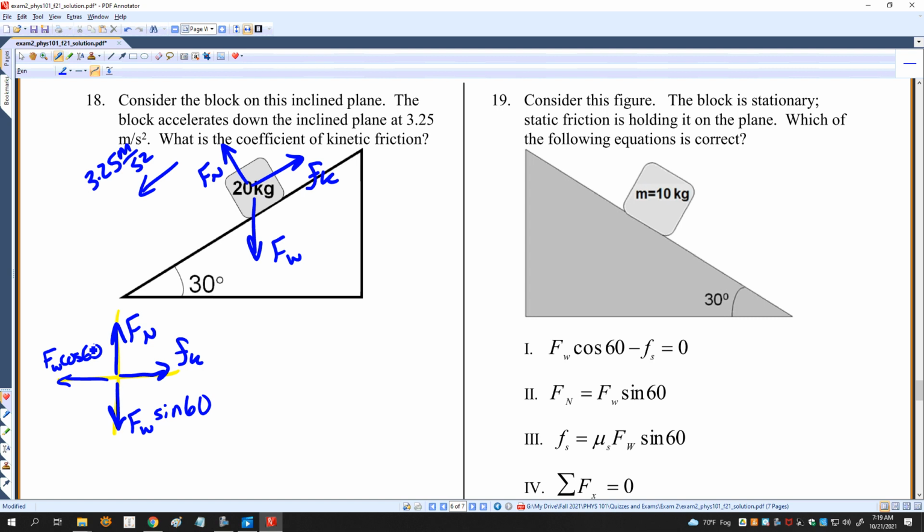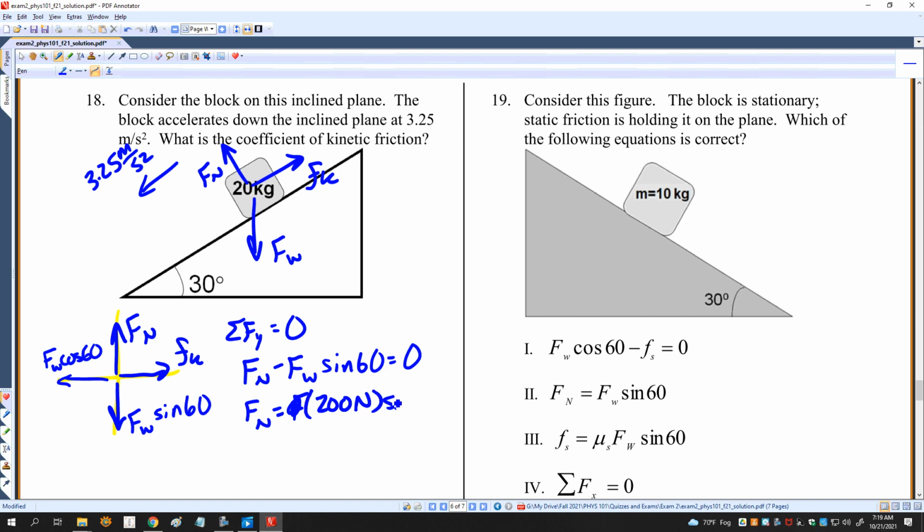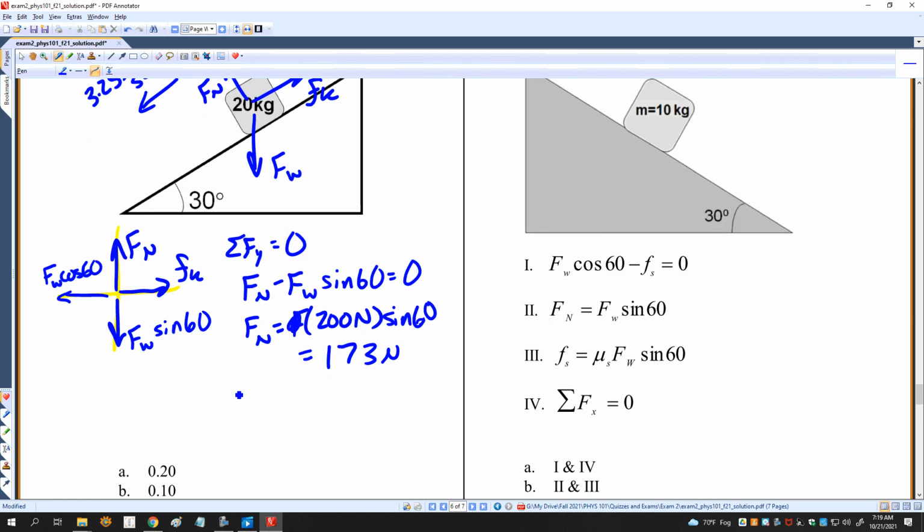And I know this thing is accelerating. I can do the sum of the forces in the y direction. That will equal 0. So Fn minus Fw sine of 60 equals 0. I'm just going to go ahead and calculate that Fn equals Fw, which is 200 newtons times sine of 60. That's equal to 173. That's my Fn.